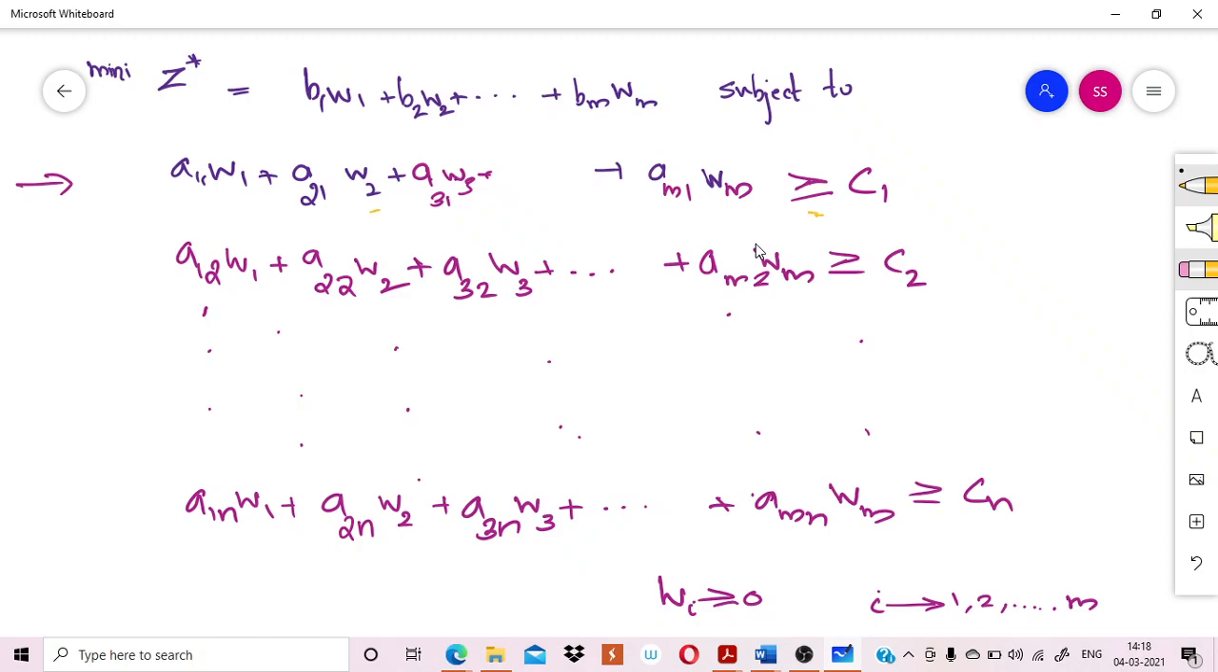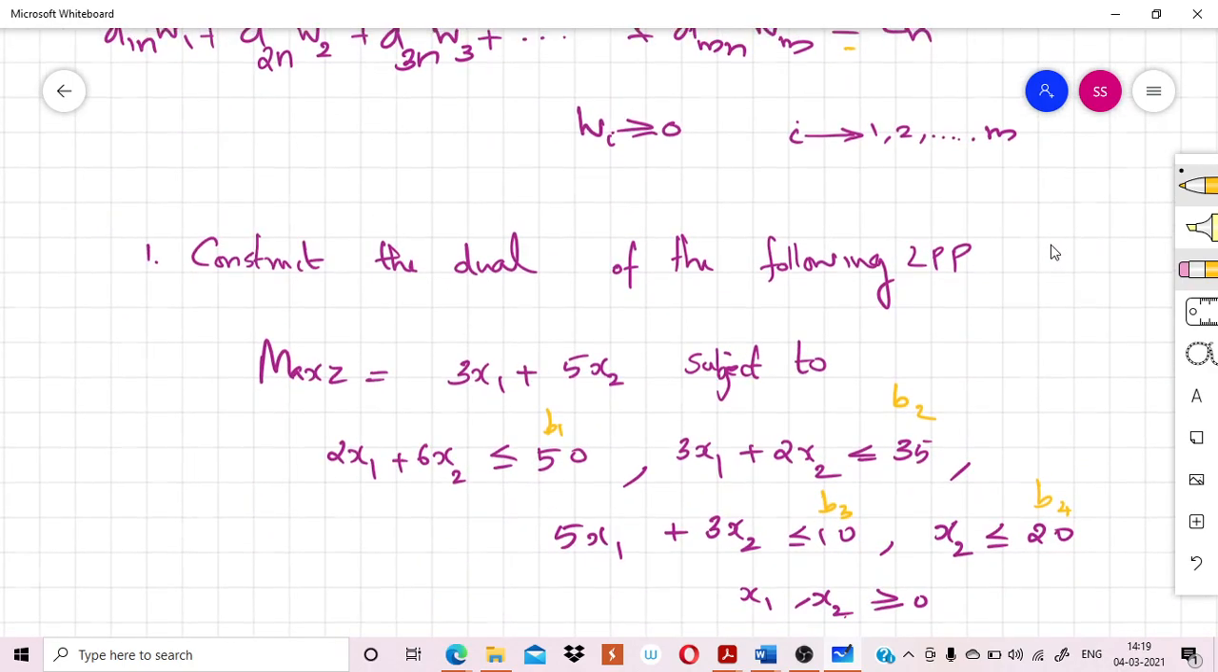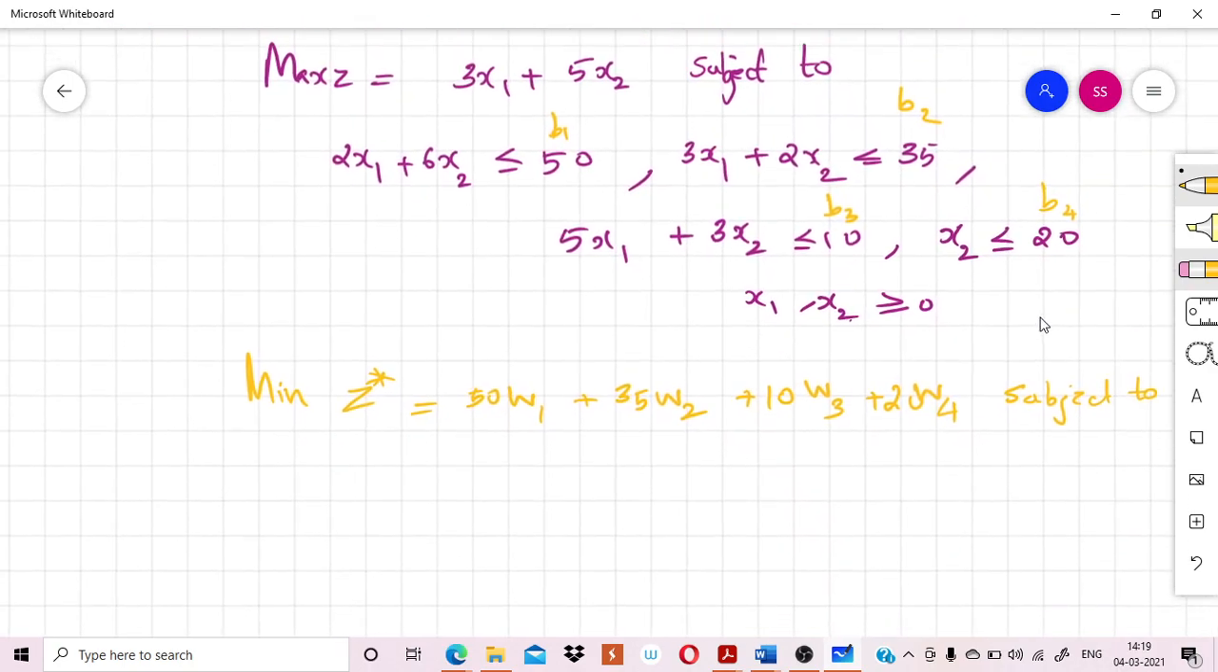Greater than, so greater here also, and a11, a21, etc. That means a11, a12, a13. In a matrix, the row you have to write as a column. And w1, w2, etc. up to wm, that means up to w4.